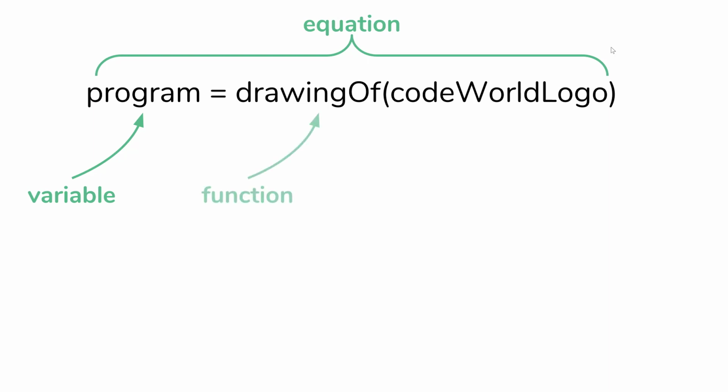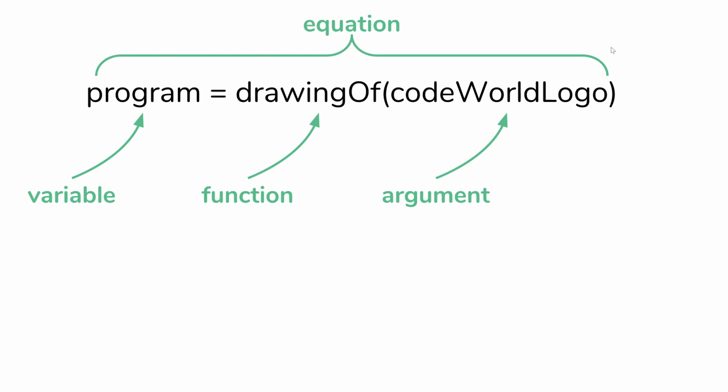On the right side of the equal sign, you'll describe what the program is. To do that, you'll use something called a function. This function, drawing of, tells the computer that you want a simple program that just shows you a picture. But not just any picture, so you need to provide more details about the program that you want. These details are called arguments. Arguments go inside a pair of matching parentheses after the name of the function. And they provide all the detail to let the computer know precisely what it is that you want.